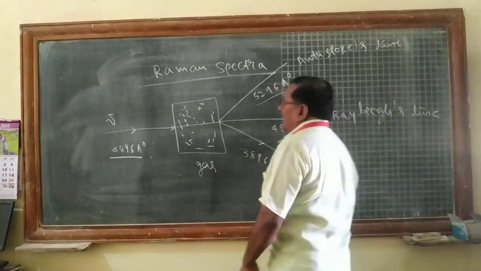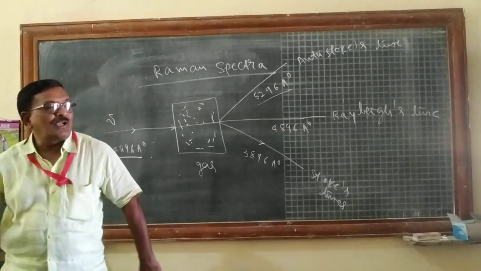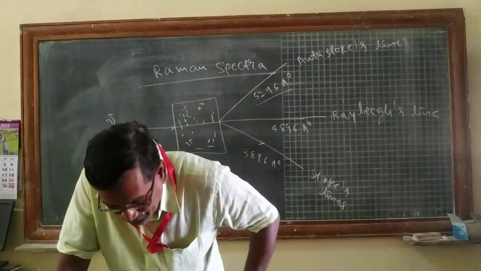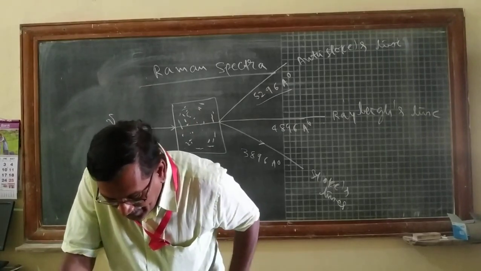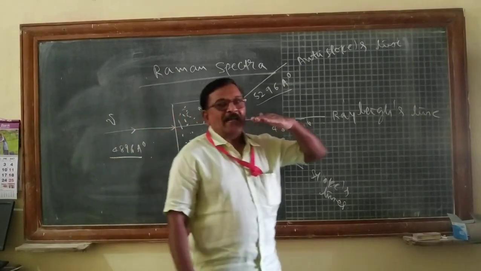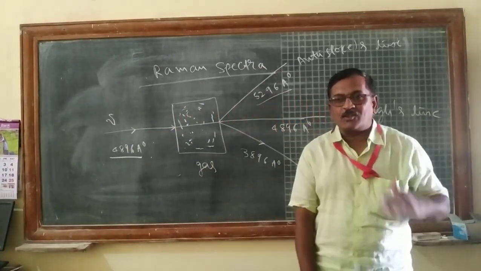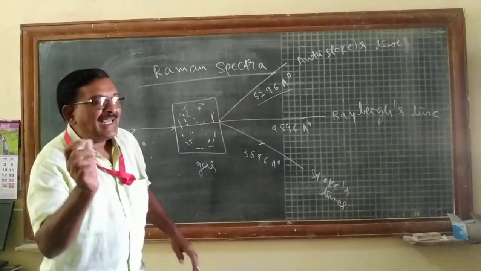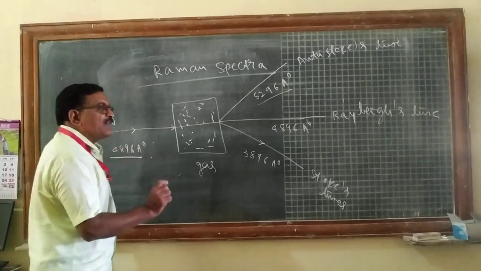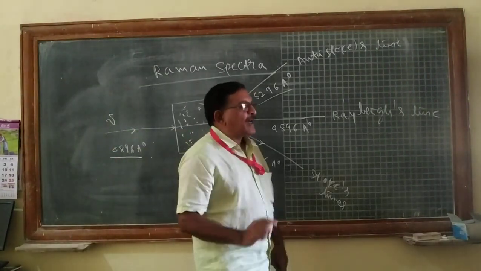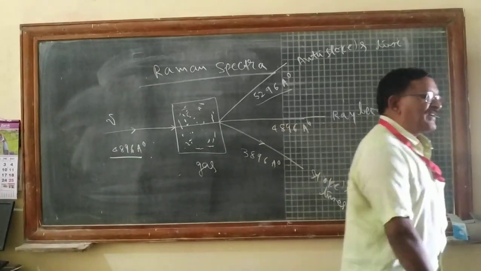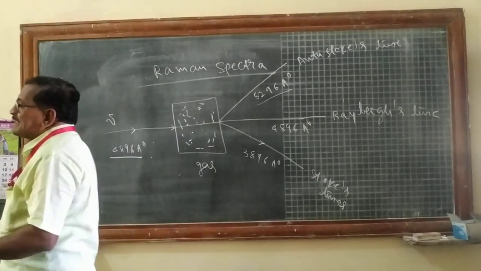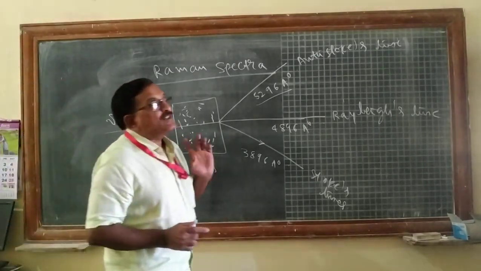So this is the anti-Stokes line, this is the Stokes line, and the third one is Rayleigh's line. The higher frequency is called anti-Stokes lines, the lower frequency is called Stokes lines, and the same frequency is called Rayleigh's lines. For any solids, liquids, or gases like carbon monoxide, carbon dioxide, or sulfur dioxide, we get three types of spectral lines: Rayleigh's line, Stokes lines, and anti-Stokes lines.